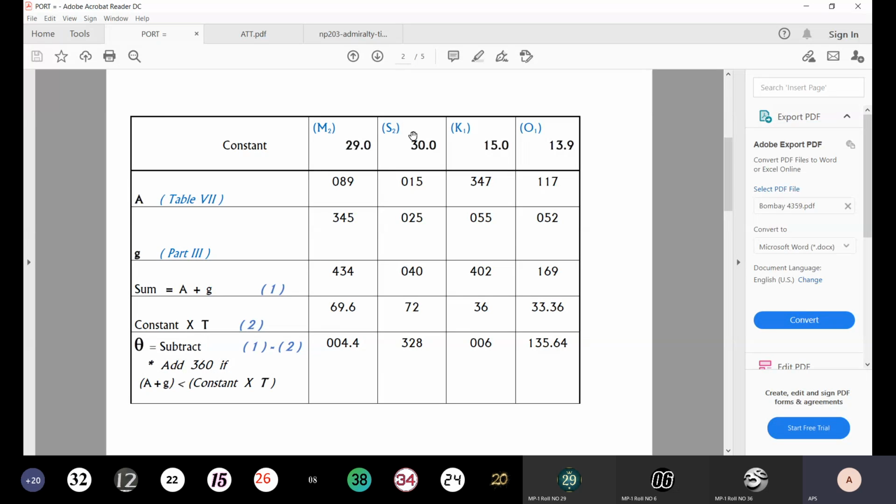Similarly, multiply 2.4 by 30. And then 15 into 2.4. 15 is the constant. These are the constants. T is 2.4. So 15 into 2.4 right here. 13.9 into 2.4 right here, because this is all constant into T.